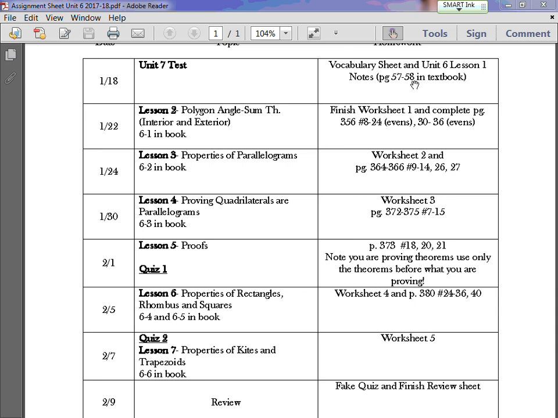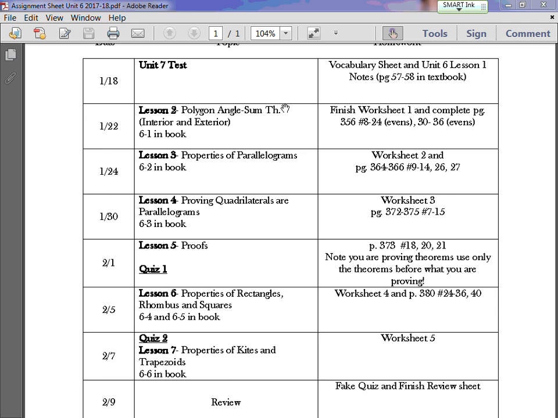Alright, so last night you did vocab and the Unit 6 Lesson 1 notes. A lot of that was review of what you had done in, I don't know if it's elementary or middle school, but like concave, convex, what is a polygon? Some of it was new, we're going to go over that today. And then today we're learning two theorems, the polygon angle sum theorem for both interior and exterior angles. It's a pretty simple topic for today. Next class is when we get into the nitty-gritty of it.